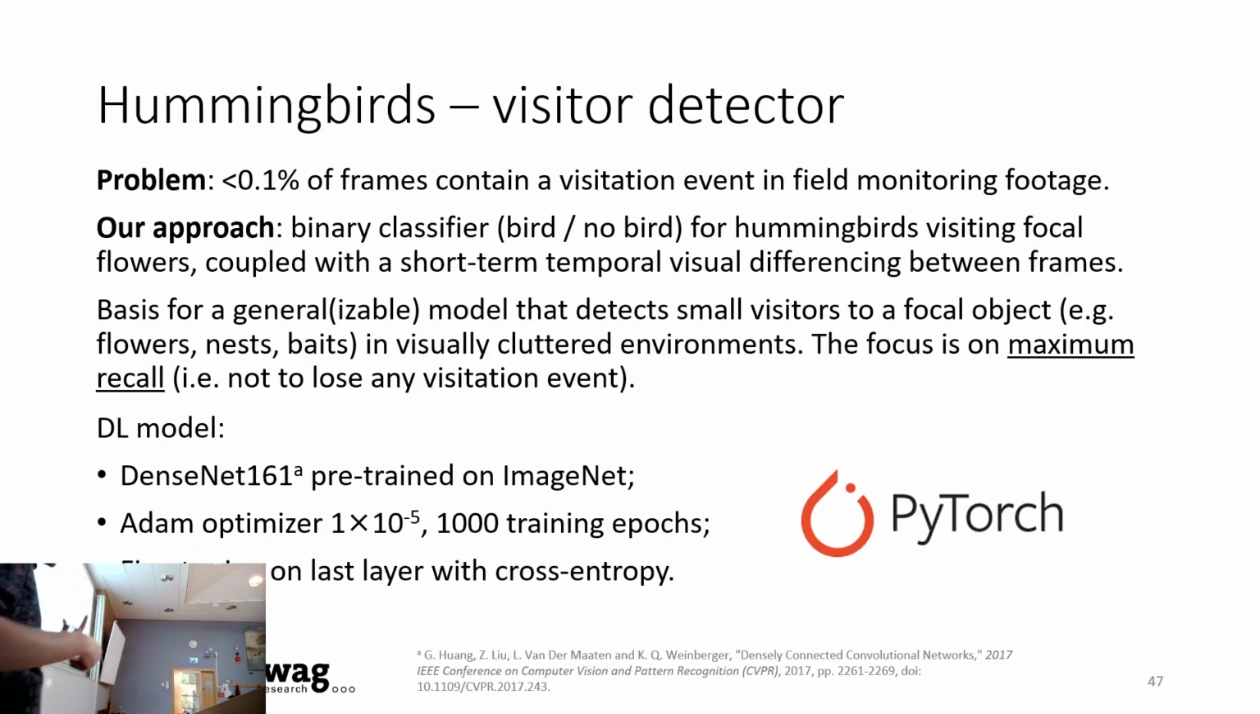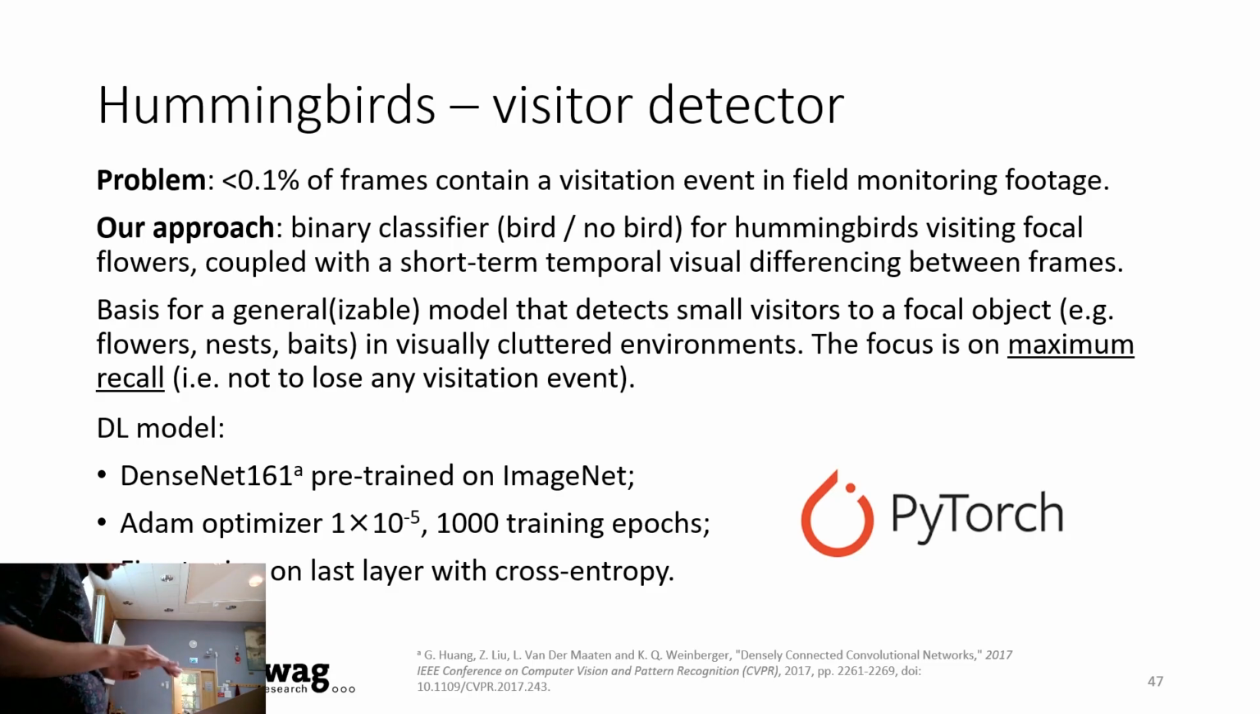Right, so coming back to the hummingbirds, we have the problem that less than 0.1% of frames contain an event of interest. So this is a very rare event and in a very complicated environment. So what we did is to train a binary classifier with a class there is a bird and a class there is no bird for hummingbirds visiting focal flowers. And we also did some short-term visual differencing that I will explain later to basically help the deep learning model better score the frames where the hummingbirds are present.